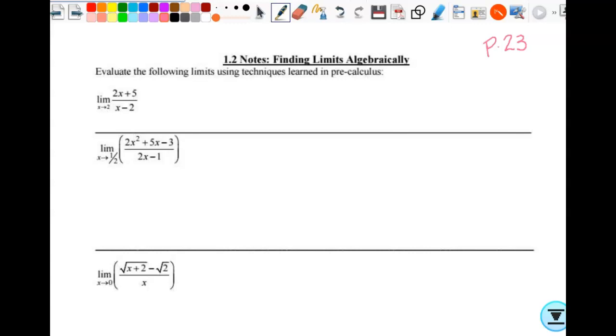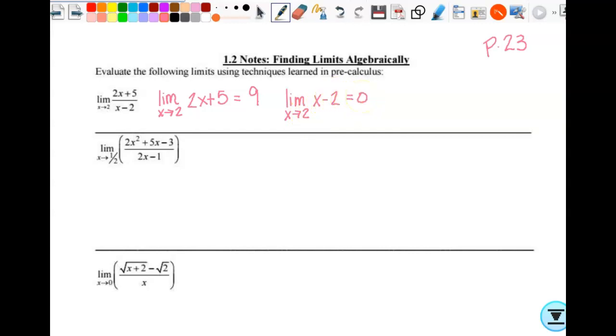Well, what happens when we substitute the 2 in? It's 0, and that's a bad thing, right? So what you're really going to do is take the limit of the numerator and the limit of the denominator, but not as a fraction. I'm going to show you why in just a second. So we're going to split this up. We're going to find the limit as x approaches 2 of 2x plus 5. When I substitute that in, I get 9. Then I'm going to take the limit as x approaches 2 of x minus 2, and that equals 0.